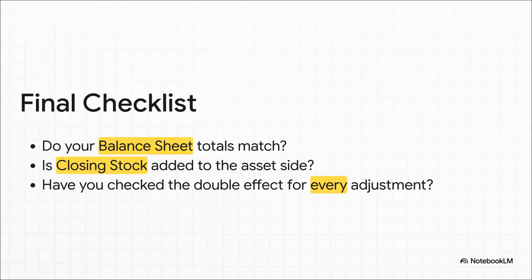And this is exactly what that final check looks like. Number 1, the ultimate test. Does your balance sheet tally? If those totals match, you are probably in great shape. Next, did you remember to put the closing stock on the asset side? It's such a common thing to forget. And most importantly, did you go back and mentally tick off both effects for every single adjustment? This checklist will absolutely save you from silly mistakes.